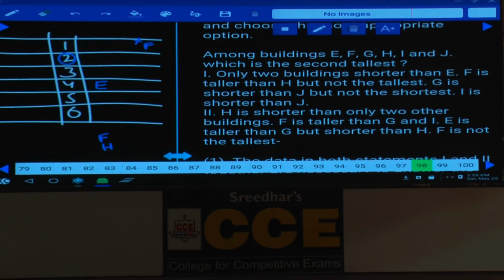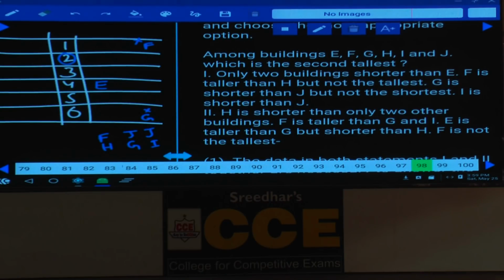And G is shorter than J. G is shorter than J, but not the shortest, and G cannot be here. And I is shorter than J. As I is shorter than J, this is the information we have.